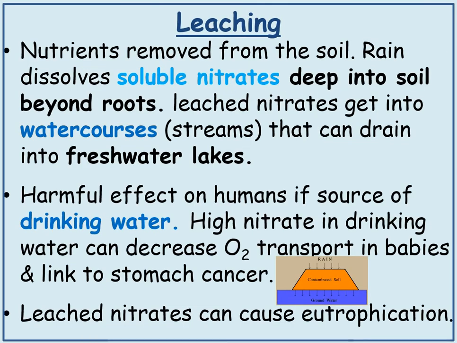So leaching is where nutrients are removed from the soil. The rain dissolves the soluble nitrates deep into the soil beyond the roots. The leached nitrates get into watercourses or streams that can drain into freshwater lakes. This has a harmful effect on humans if it's a source of drinking water. High nitrate in drinking water can decrease oxygen transport in babies and it can be linked to stomach cancer in adults.